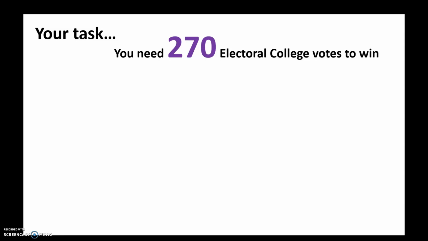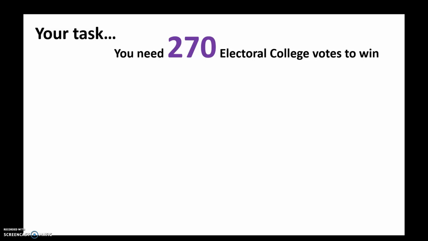Now, what we're going to do, you're going to pretend you're either a Democrat or a Republican, and your plan is to win the presidential election. In order to win, your candidate needs to win 270 electoral college votes. Each state is worth a certain number of these votes. In a later video, I'm going to explain the electoral college and why each state has different numbers. Don't worry about that now. All your plan is to get the 270 votes.